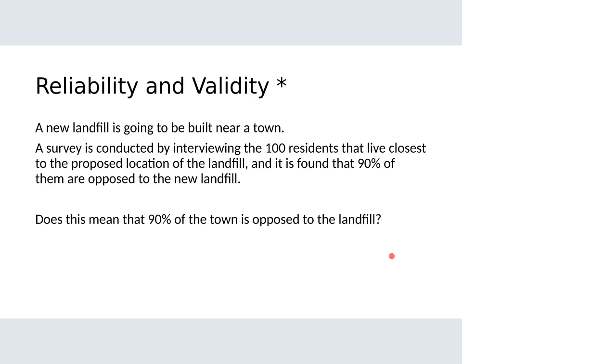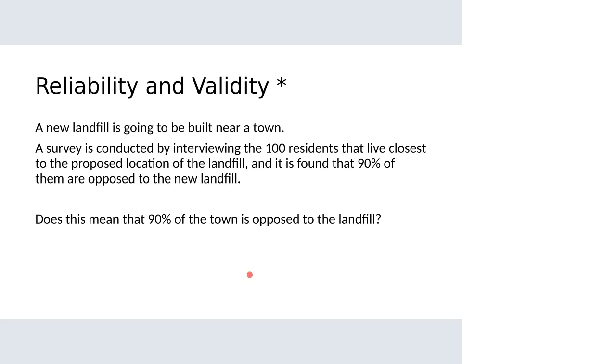All right, let's go ahead and take a look at our results of this one. See what we've got. Pretty strong on the nose, not unanimous, but pretty strong on the nose. All right, so let's take a look at this. The people that were surveyed here were the people that live closest to the proposed location of the landfill.